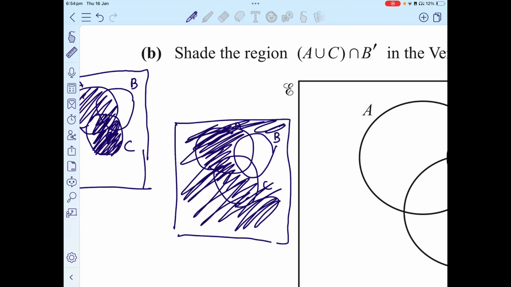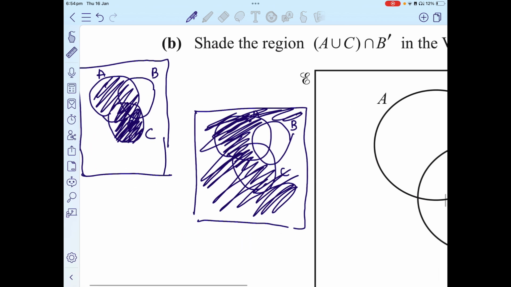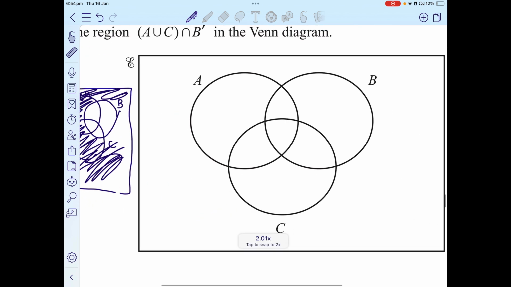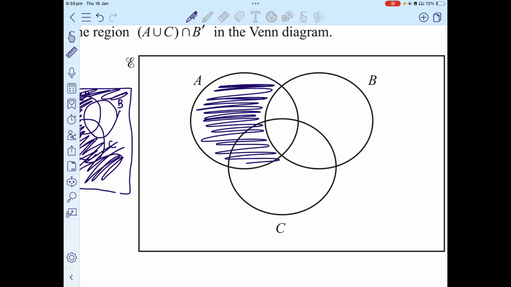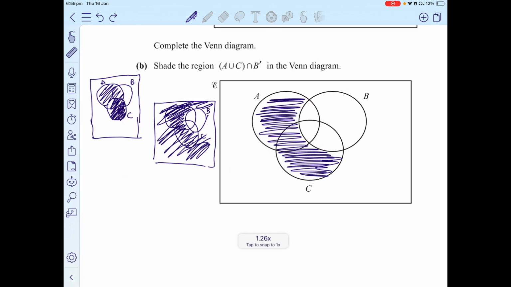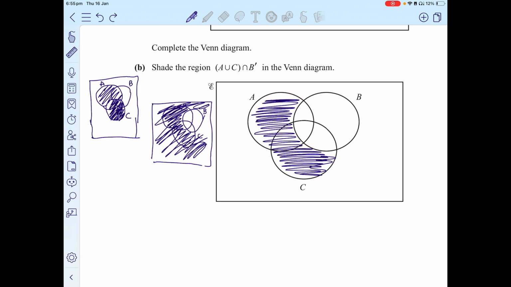Now they're asking us what is common between A union C and B naught? As we see, the only part common is basically A and C without the B part. So which I can show here. That means this part, and that's it. Because this part, and this part, they all belong to B, so we cannot show them because it's B naught. And A union C we have shown, and that's how we shade. Shading questions are pretty easy, just have a bit of practice on those.